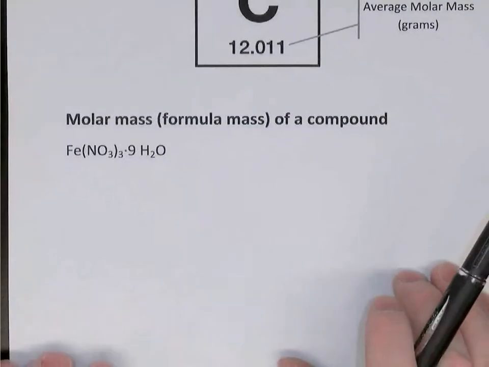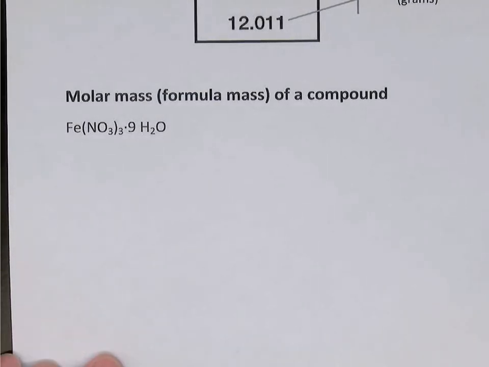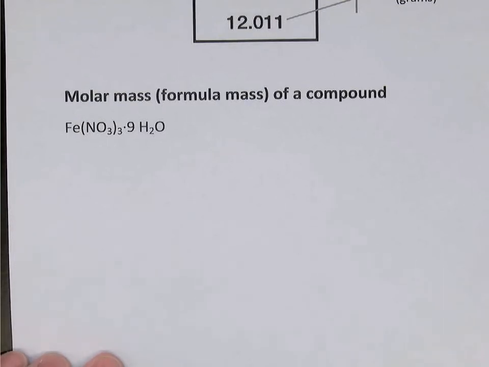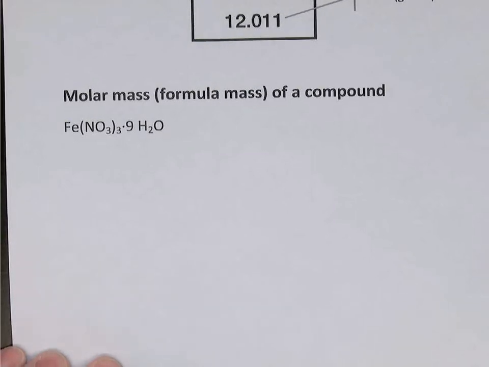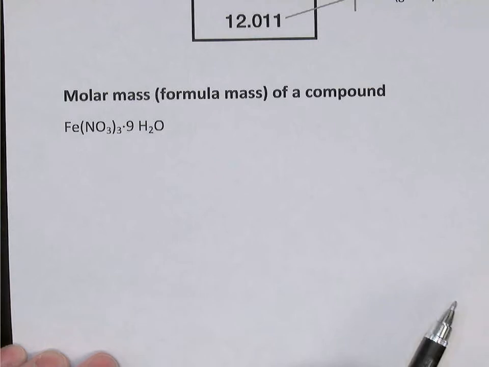Now, most times actually, you're not going to be talking about individual element molar masses. You're going to want to know a molar mass for a compound. So I'm taking here an intentionally complicated formula, iron(III) nitrate nonahydrate, and we want to find the molar mass of this compound. In other words, 1 mole of this salt, what would be its mass? Sometimes it's called a formula mass as well.